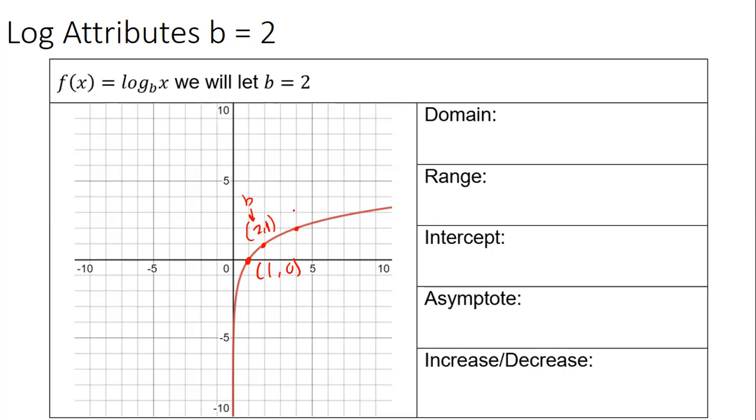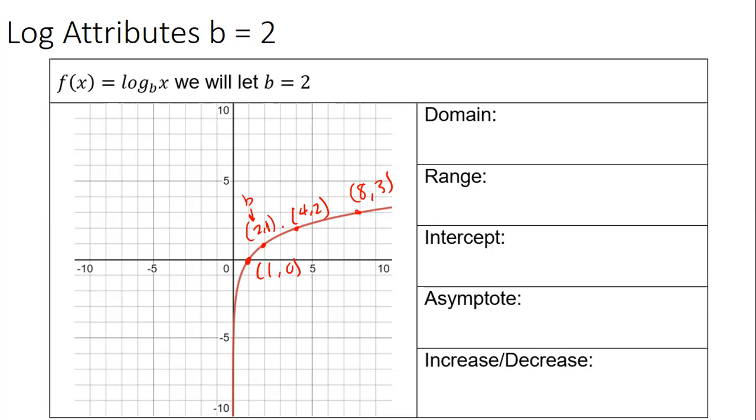Then we keep going, and we're here at 4, 2. And it's asking you 2 to what power makes 4? And that would be 2, right? And then the next one that we can see is 8, 3. So you're asking 2 to what power makes 8? And the answer would be 3, right? Because 2 cubed is 8, not 3. That's 2 times 2 times 2, okay? So these are our values on here.